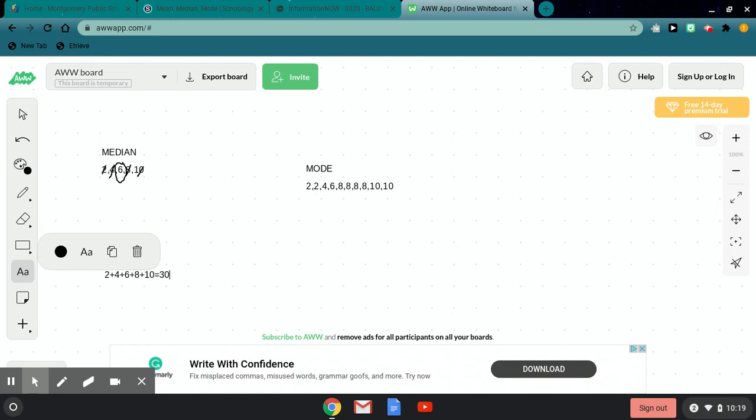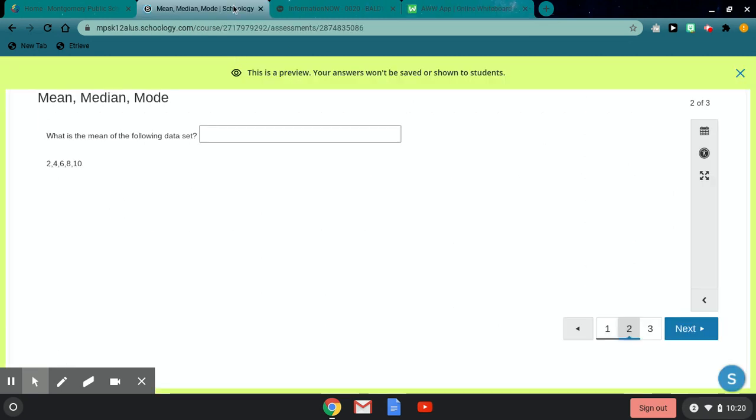Now we have to divide by the total numbers that we had in the data set. So we had 1, 2, 3, 4, 5 numbers. So now we'll do 30 divided by 5. And that equals 6. So our mean is 6 for this data set.